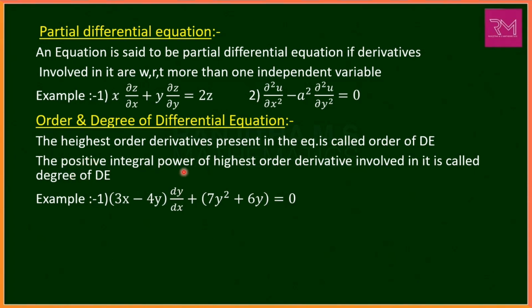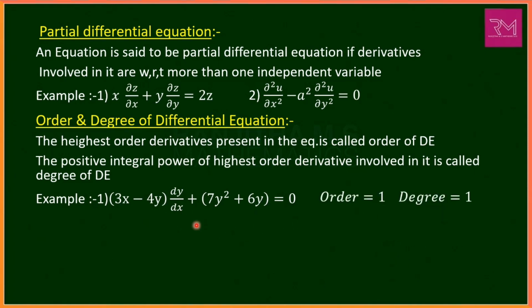Similarly, the positive integral power of the highest order derivative involved in it is called the degree of that equation. First, we have to find the order of this differential equation. For that, here in dy by dx the order is 1. The highest integral power of that highest order derivative, dy by dx to the power 1, is here also 1. Hence, we can conclude that order is equal to 1 and degree is equal to 1.